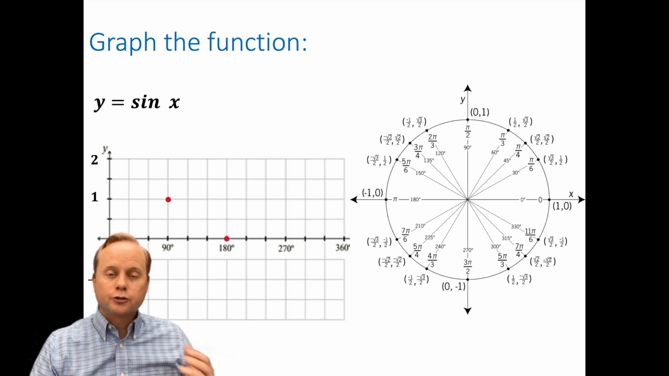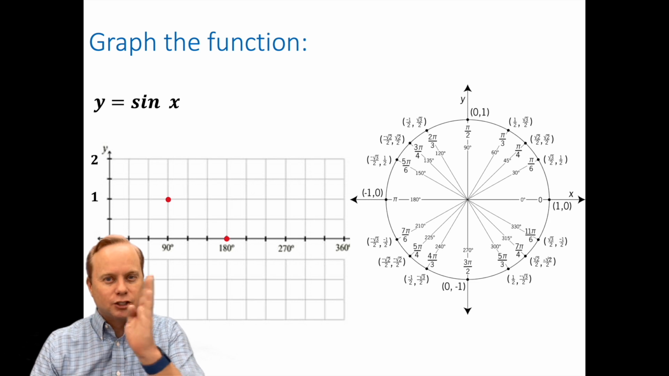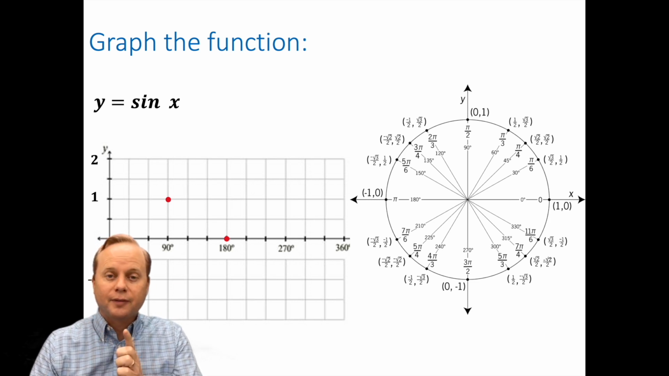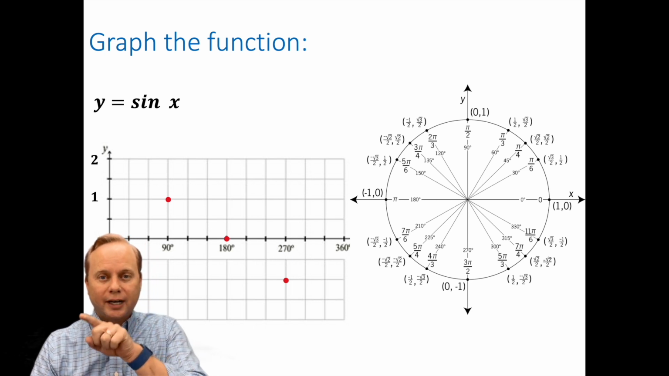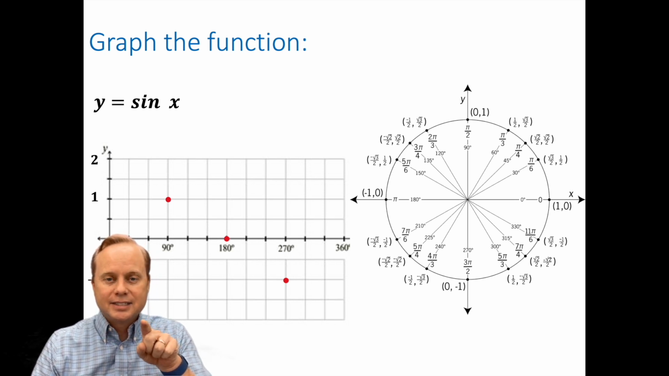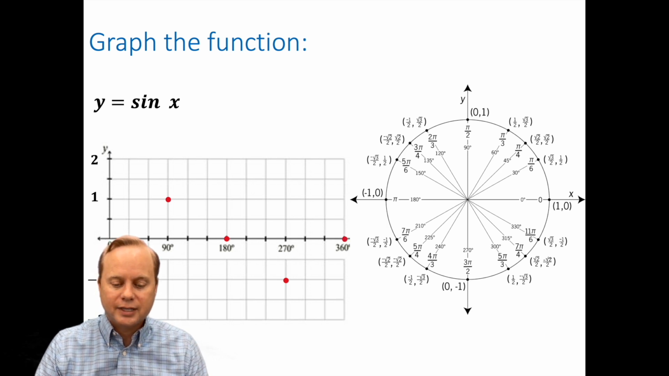That would mean at 270, as I keep going around this circle, I find out that my y value in this case is -1. And then when I come all the way back to 0, I've done the whole circle, my sine value, and again, that's your y value, is 0 again. And then it kind of starts over, right?